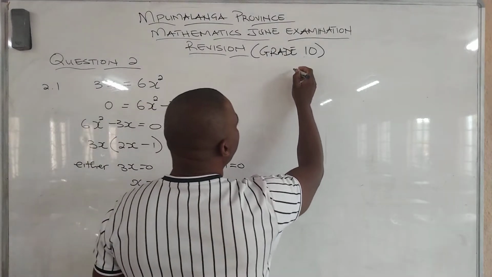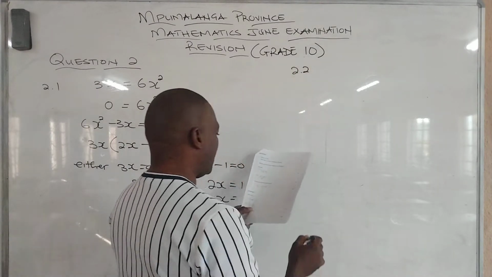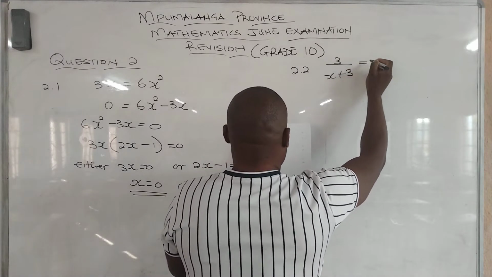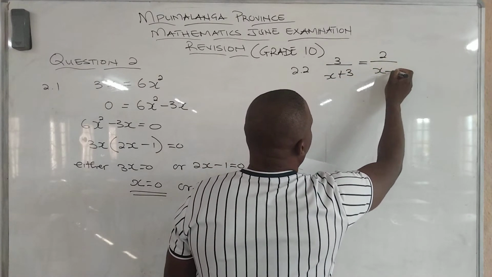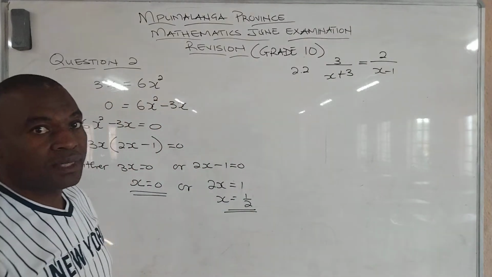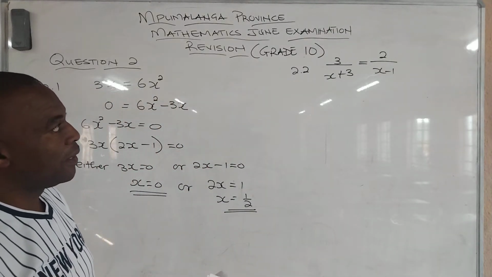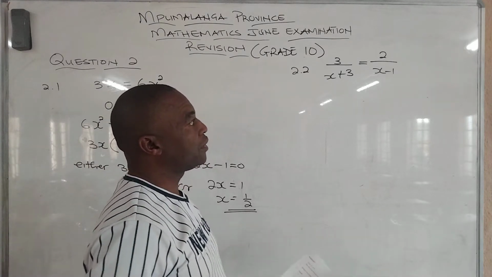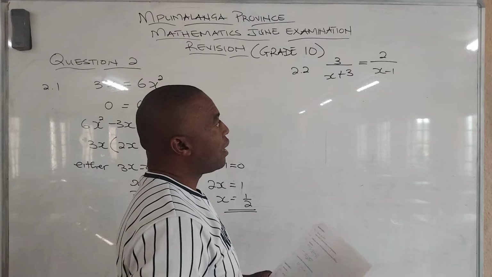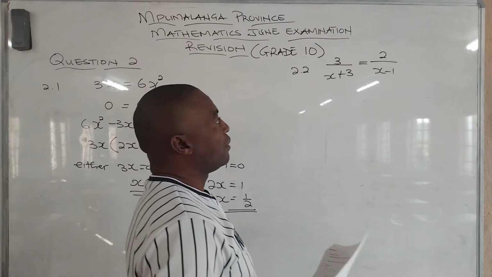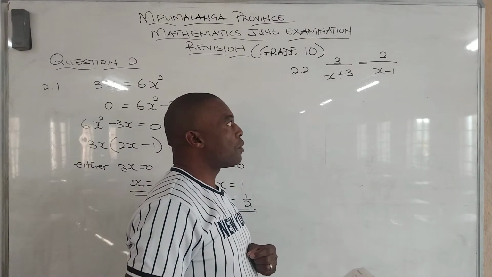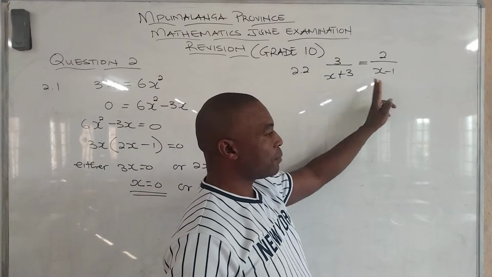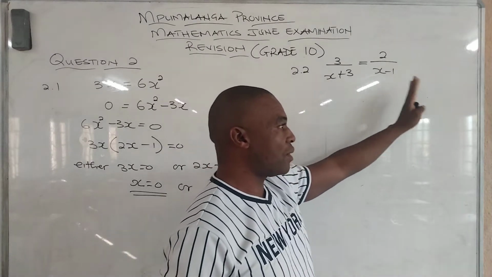2.2 is 3 over x plus 3 is equal to 2 over x minus 1. Now these are equations with fractions, and equations with fractions, you have to get rid of the fractions. How do we do that? We either find the common denominator, that is the lowest common multiple of the denominators, and then multiply throughout.